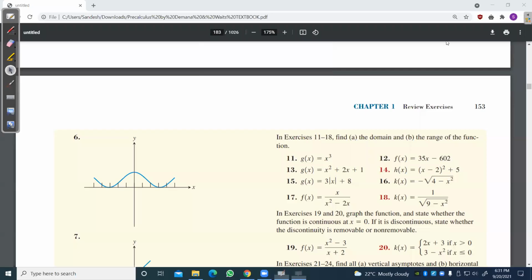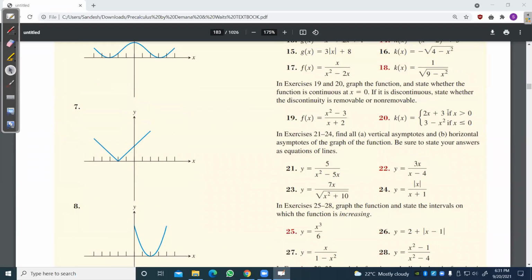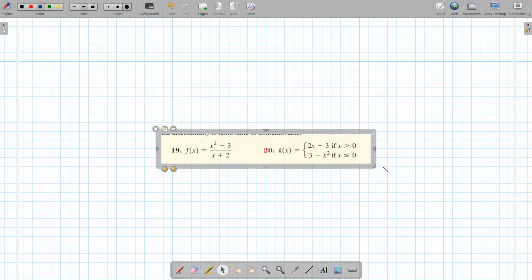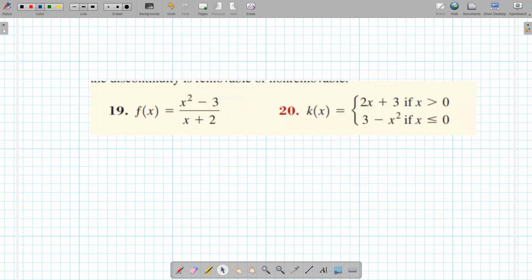There's a lot of questions. We did this question last time. I don't know if you remember. Removable discontinuity is when there's a hole in the graph. What does that mean?